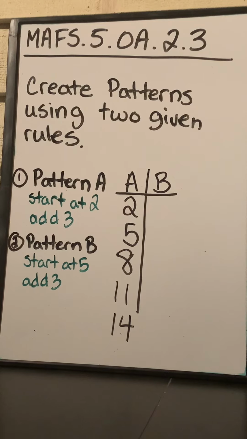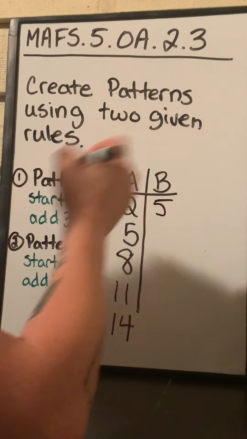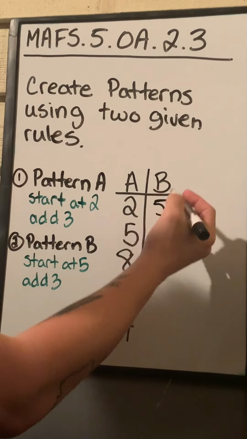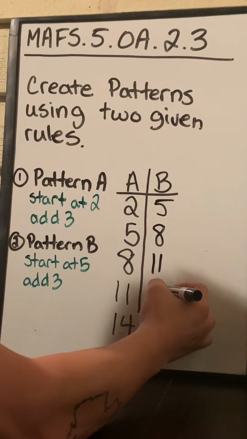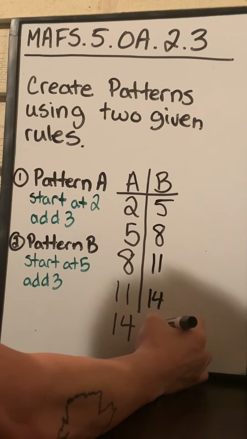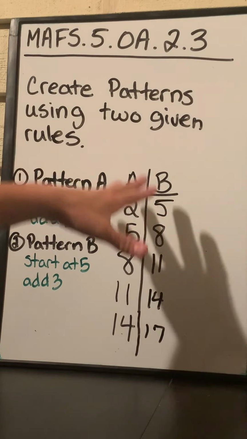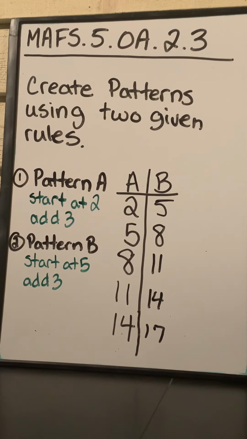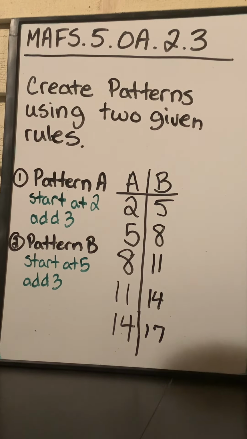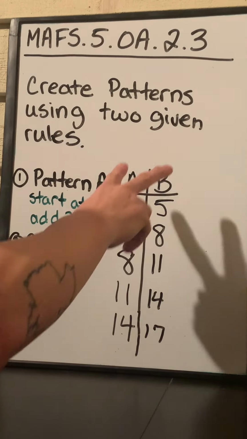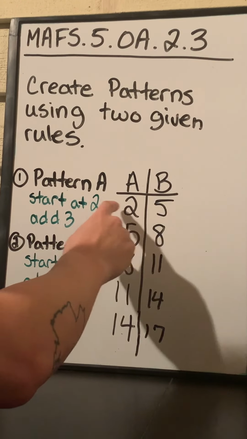All right, so pattern B is start at 5 and add 3. So we're going to start at 5. That's the first number. And then we're going to add 3 to these. So that's 8, 11, that's 14, and this one's going to be 17. I'm going to extend my T-chart just a little bit. So we have our two patterns that we created using two given rules. Now, I want to explain the second part of that pattern. If you look at these right here, you'll notice they line up across from each other.